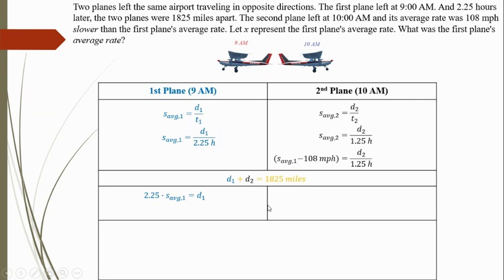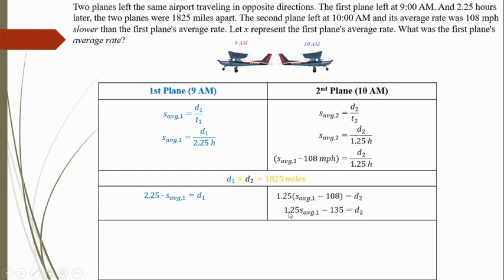We could use the same strategy on the second side. So here, in order to get D2 by itself, I would have to multiply both sides by 1.25 hours. Multiplying the right side by 1.25 hours would cancel the denominator out, but multiplying the left side by 1.25 hours would leave me with the statement in this row here. You notice I've used parentheses, and it's important that you use parentheses because now you have to do a little algebra. You have to distribute the 1.25 to S average 1. You also have to distribute the 1.25 to the negative 108.